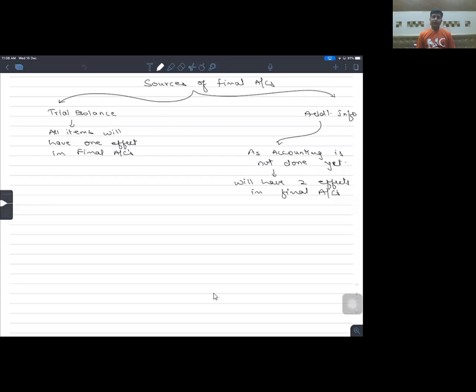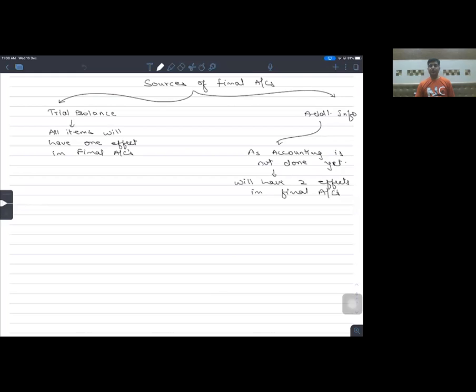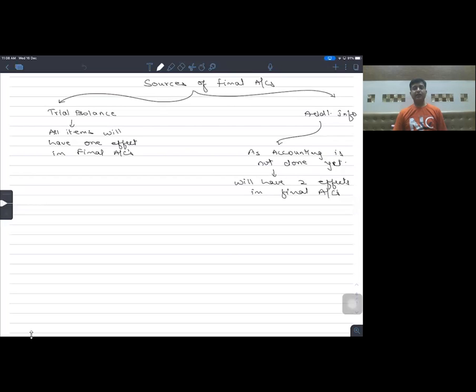So we were on to the point of sources of preparing the final accounts, wherein we understood that there are two sources of preparing the final accounts. One source is your trial balance, and the other source is your additional information, by which you can come to know if there are any adjustments to be done in the account balances which are already brought into the trial balance. That's why this additional information is also called the adjustments.